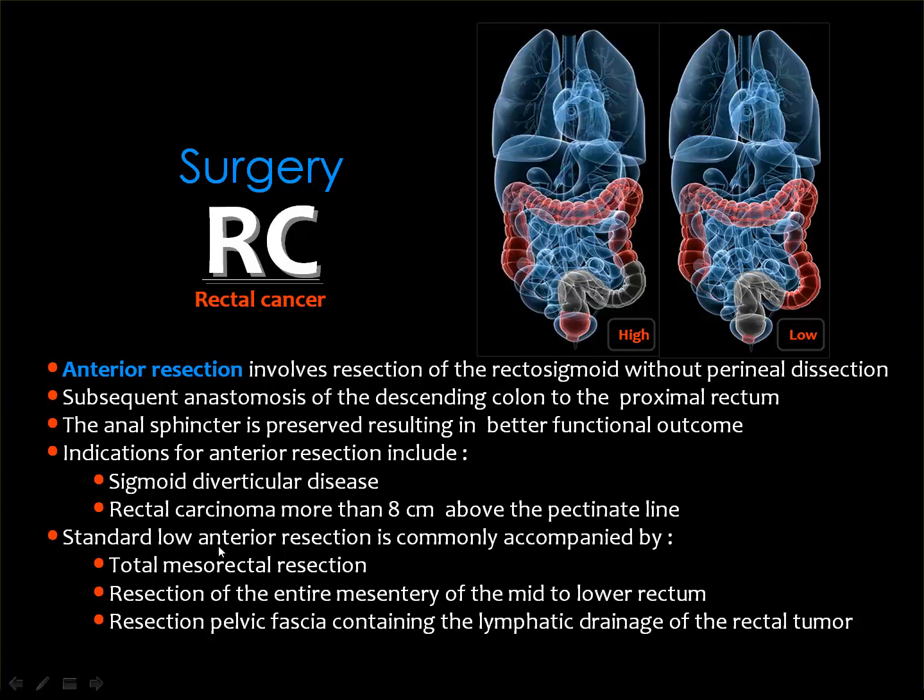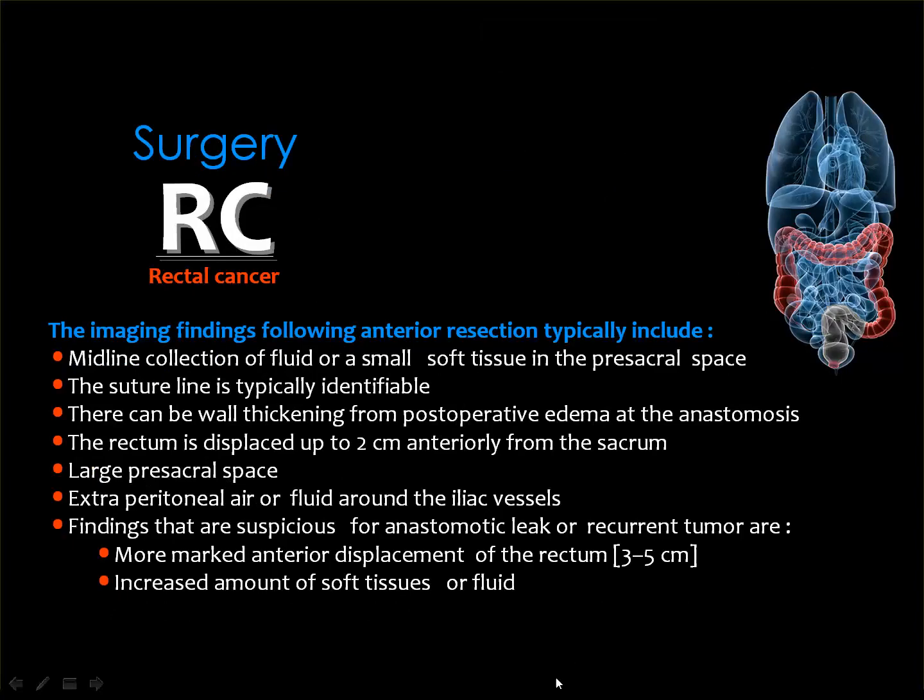The high anterior resection is commonly accompanied by the low anterior resection, which leaves only the distal part of the anal canal and anal sphincter, total mesorectal excision, resection of the entire mesentery of the mid and lower rectum, and resection of the pelvic fascia containing lymphatic drainage of the rectal tumor.